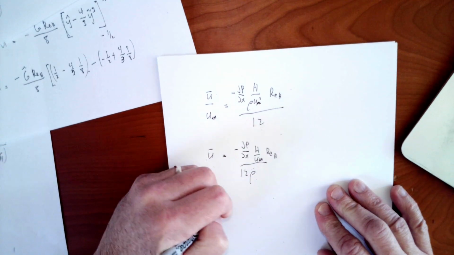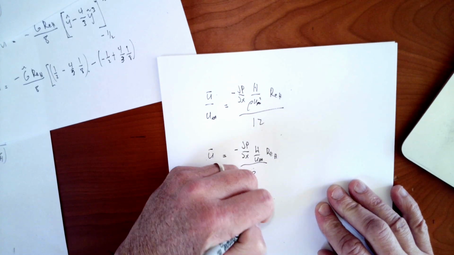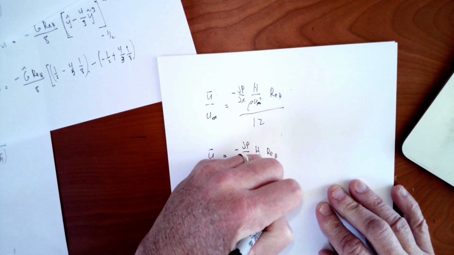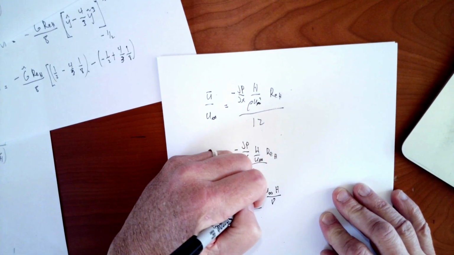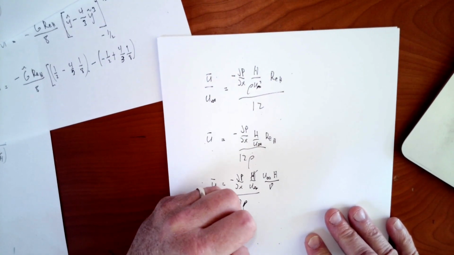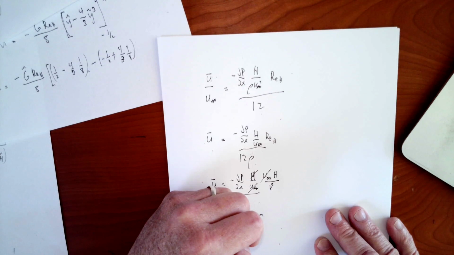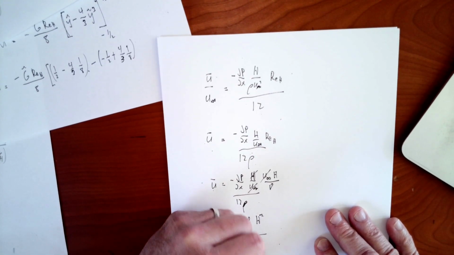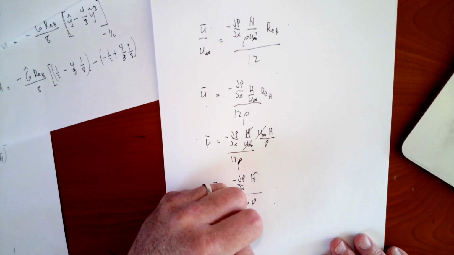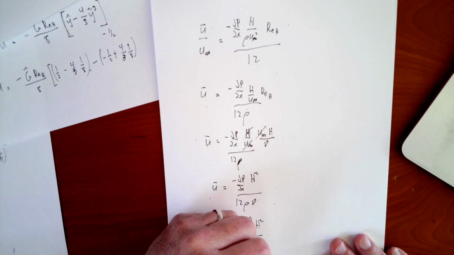Now I'm going to plug in for my Reynolds number. Minus dp dx, I've got h over u infinity, all over 12 rho. But I've also got u infinity h over nu. The h's are going to multiply each other. So I've got u bar equals minus dp dx h squared, the u infinities cancel each other, divided by 12 rho, and this nu comes in the denominator. So u bar is equal to minus dp dx h squared over 12 rho times nu, which is mu.